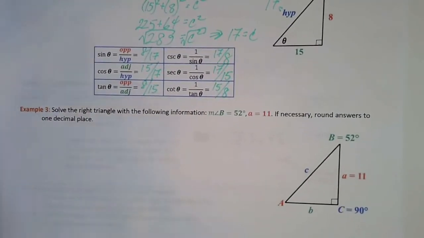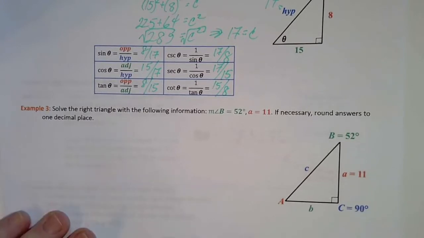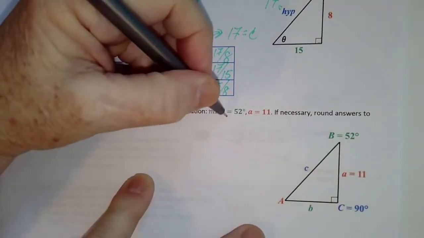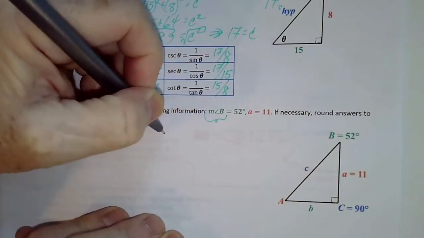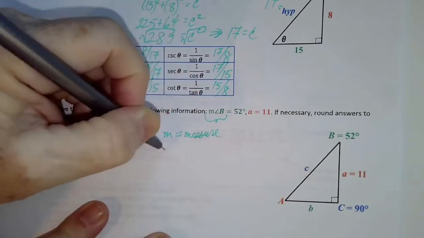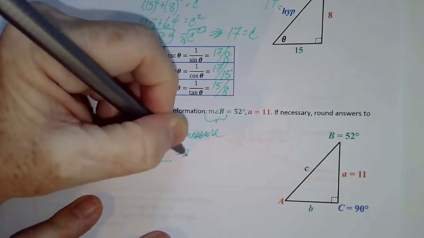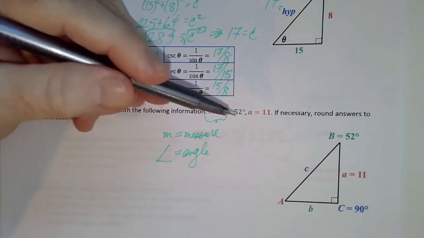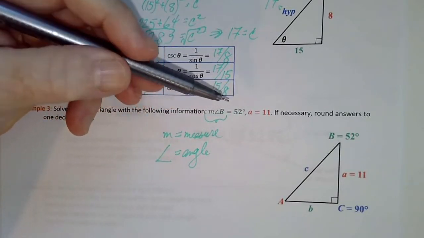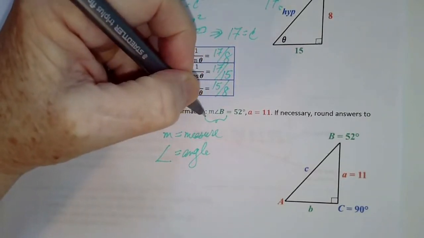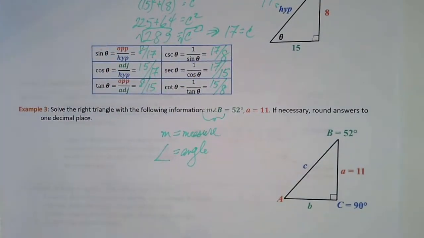Now let's do something a little bit more fun. Let's solve a right triangle given the measure of angle B. Let's explain this notation. That little m stands for measure, and the angle symbol just stands for the word angle. So when we talk about the value of an angle, how many degrees or radians it has, we usually put this little measure and an angle symbol. And we'll do that definitely in this chapter 6.